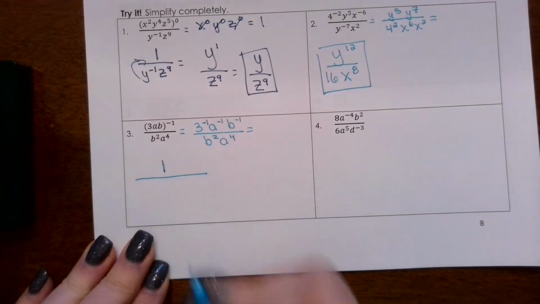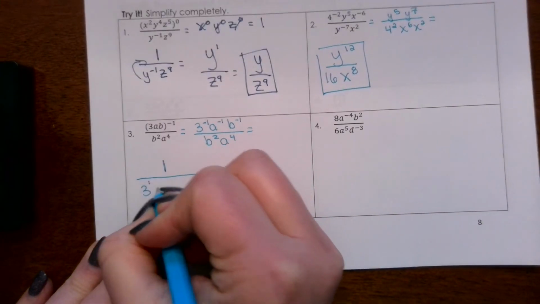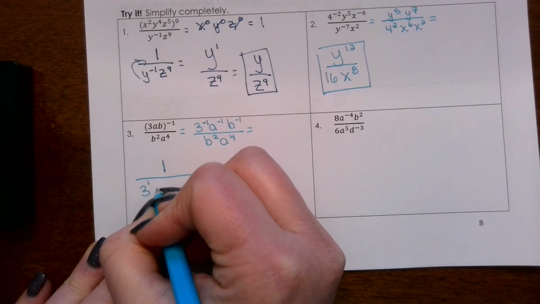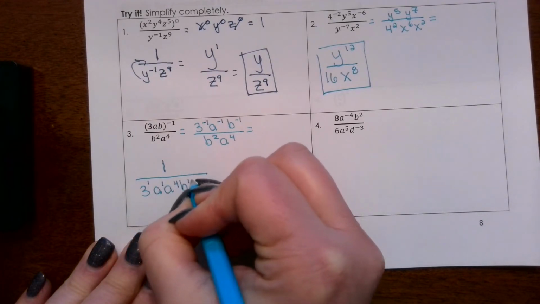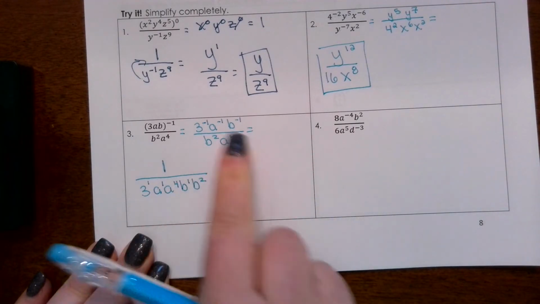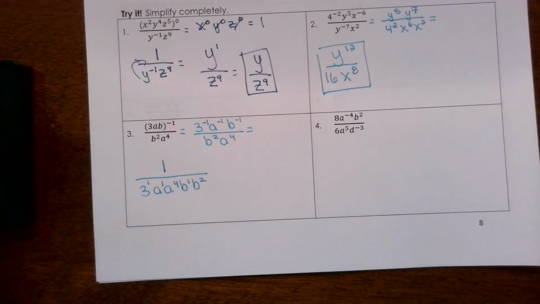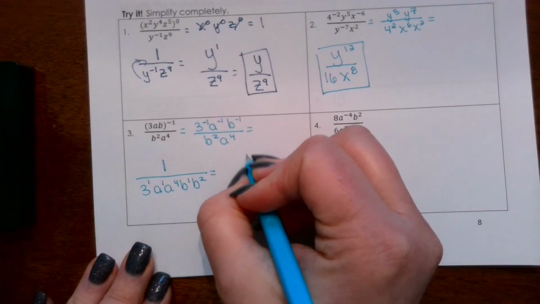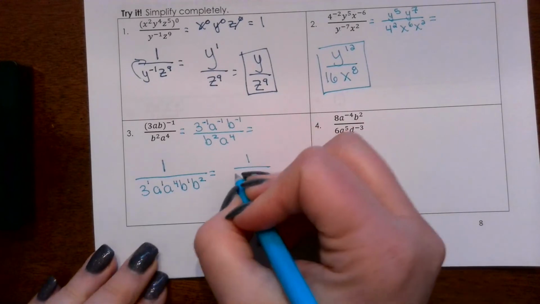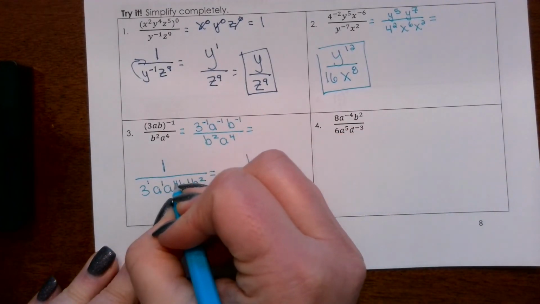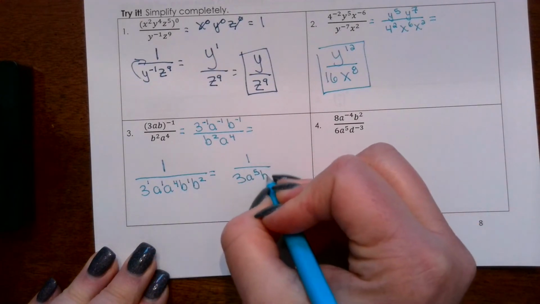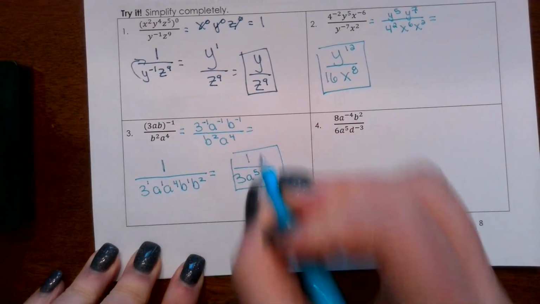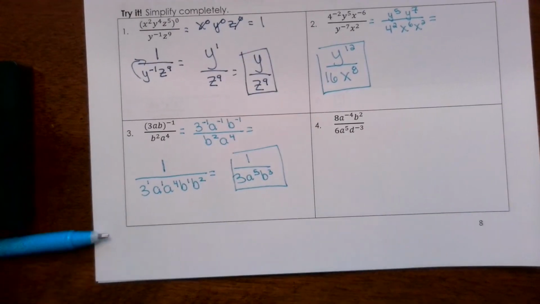Once I move everything down, I'm going to get 3 to the power of 1 times a to the power of 1, a to the fourth, b to the power of 1, b squared. And notice that I moved my variables around so they were next to each other. The commutative property of multiplication allows me to do that easily. 3 to the power of 1, of course, is 3. A to the 1 plus 4 is a to the fifth. And b to the 1 plus 2 is b cubed. And my expression is now simplified.